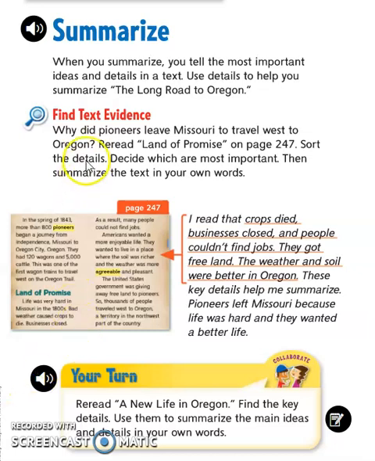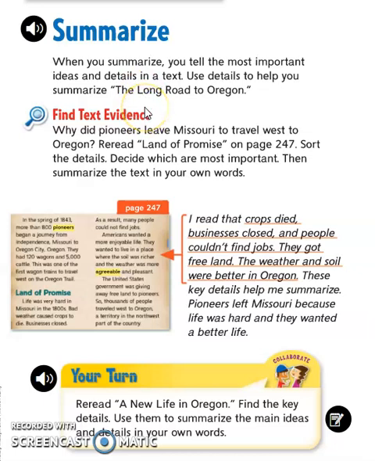Some of the questions we'll be talking about summarizing. Okay. And remember, when you summarize, you need to use 3 or 4 sentences that tell the most about that story or that section of the story. Now, this page here is talking about a story that we would have read, called The Long Road to Oregon. When you are summarizing, you tell the most important ideas and details.